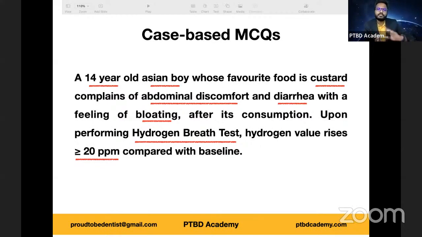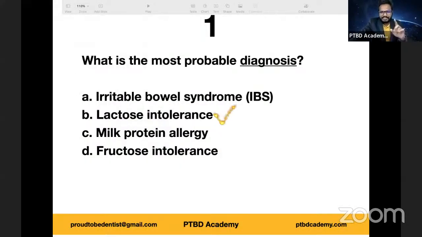Usually it is in 30 minutes to 1 to 2 hours after consumption of milk containing products or dairy products. And hydrogen breath test rises to more than 20 ppm, which we'll see in this particular illustration which is coming up. So option B is right answer. Those who have chosen option B, do award yourself +4 marks.